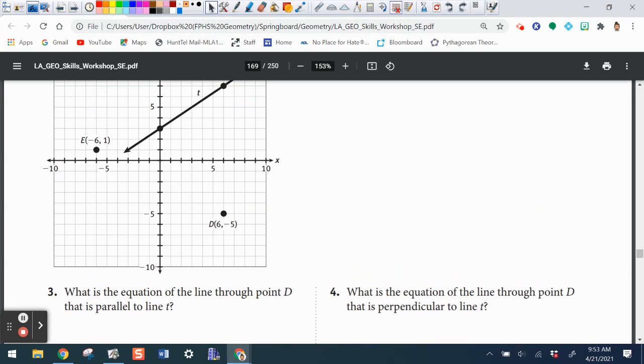So we need an equation, and they don't specify what form to write the equation in, so we'll just assume slope-intercept. That'll be the easiest to do here. So we're going to write the equation of the line, slope-intercept, through point D that is parallel to line T. So the first thing we need from line T is the slope of line T, because we know that parallel lines on the coordinate plane are going to have the same slope.